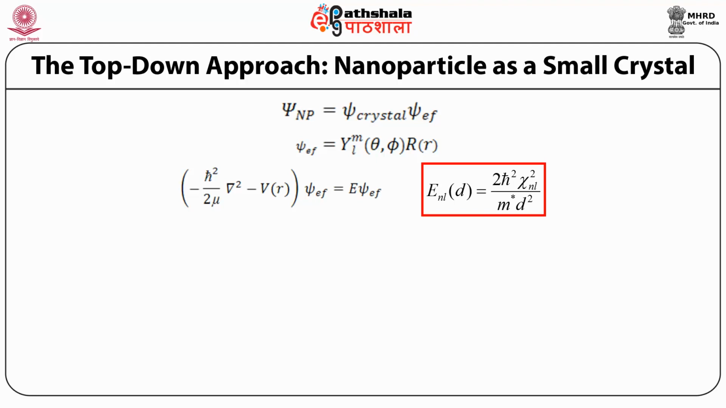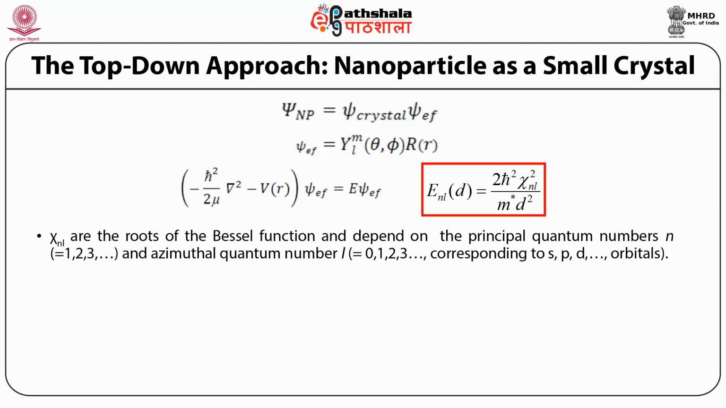sphere: E n L of d equal to 2 h cut square chi square n L divided by m star d square, where m star is the effective mass of electrons decided by the band structure of the semiconductor crystal, and chi n L are the roots of the Bessel function and depend on the principal quantum number n equal to 1, 2, 3, and so on, and azimuthal quantum number L equal to 0, 1, 2, 3, and so on, corresponding to s, p, d orbitals.